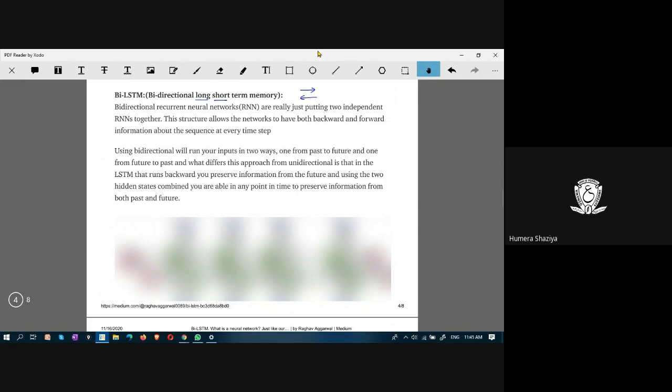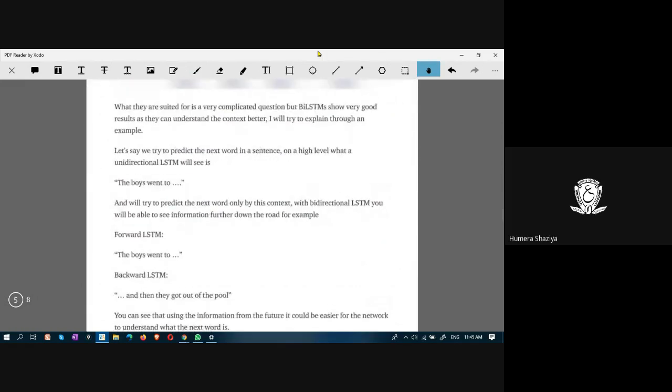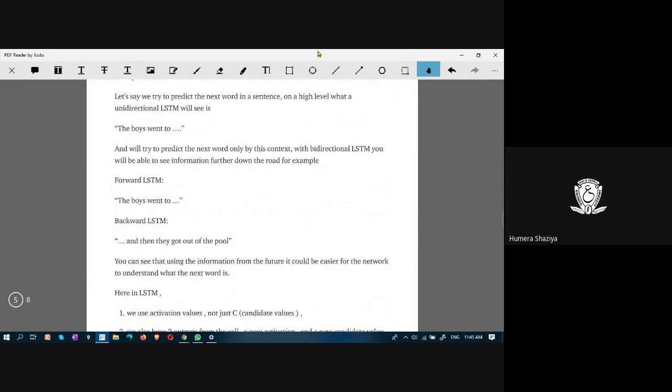For instance, here an example is given. A unidirectional LSTM will look only from this left direction. The boys went to, and this unidirectional LSTM does not have any idea what is there in the input beyond this, because it is reading one after the other words.